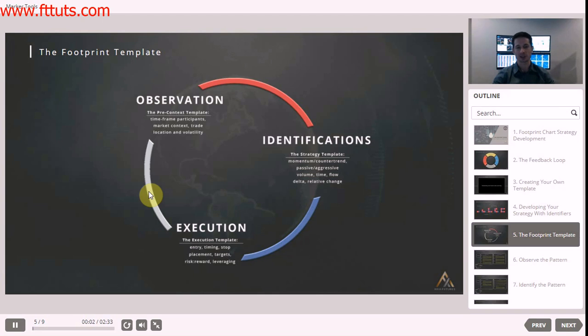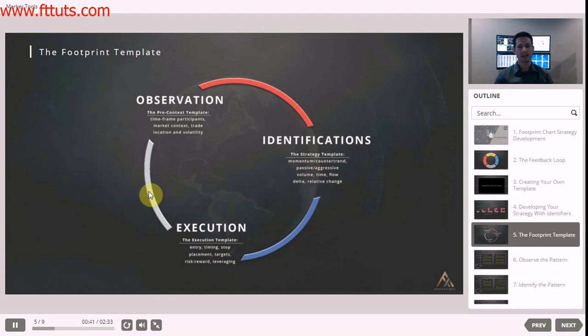So the template looks a little bit like this. There are 3 unique sections: observation, identification, and execution. Now, within each of these sections, we're going to cover a variety of identifiers. But the template ultimately follows a very chronological order, from firstly observing the necessary conditions for a strategy to exist in, then identifying the strategy, which I'll be teaching you one of the 10, and then lastly the execution in a dynamic manner of that strategy, with key focus on trade management.